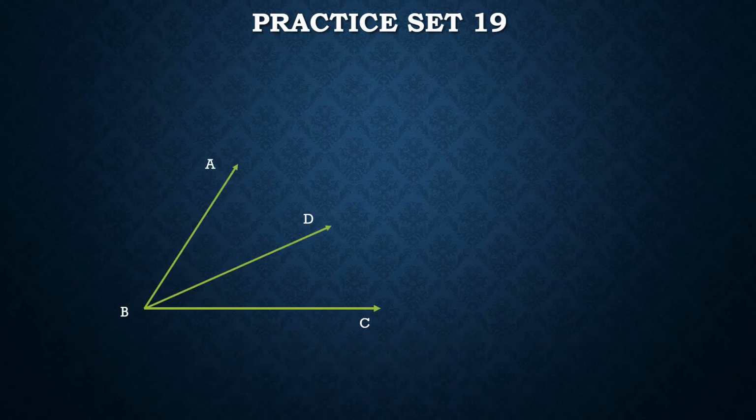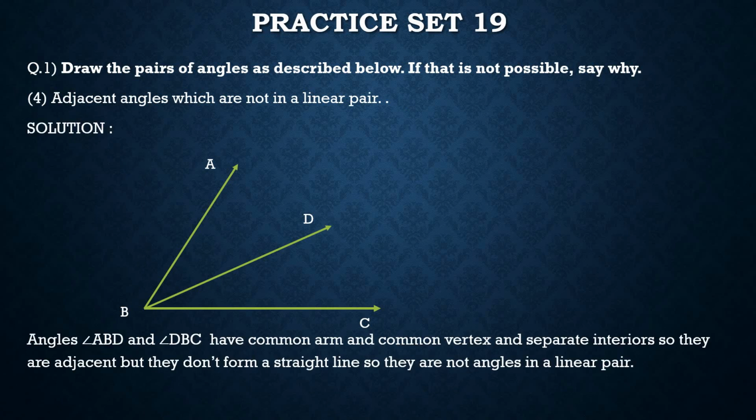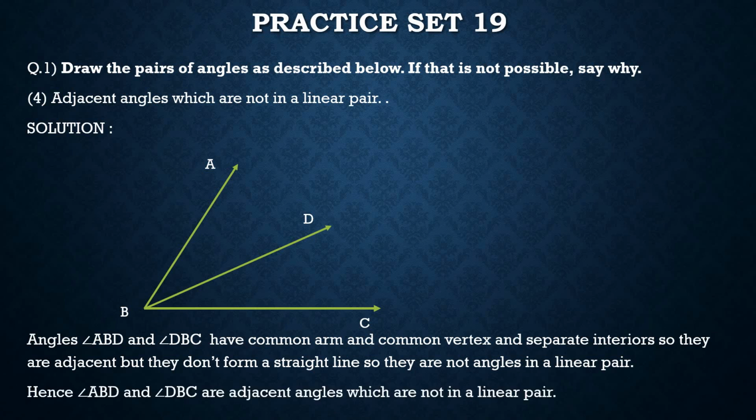Fourth question, adjacent angles which are not in a linear pair. Angle ABD and angle DBC have a common arm, that is BD, and a common vertex, that is vertex B, and separate interiors. So they are adjacent, but they don't form a straight line, so they are not angles in a linear pair. Hence, angle ABD and angle DBC are adjacent angles which are not in a linear pair.